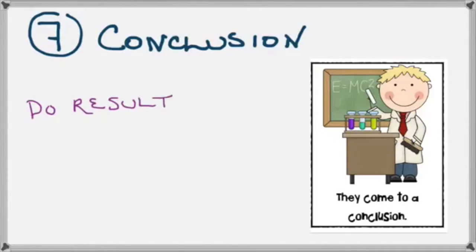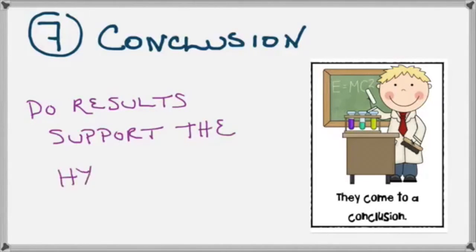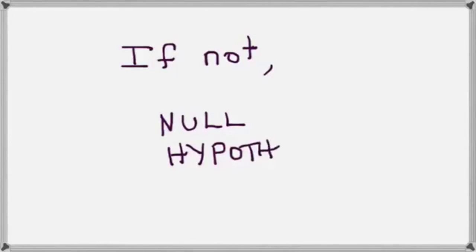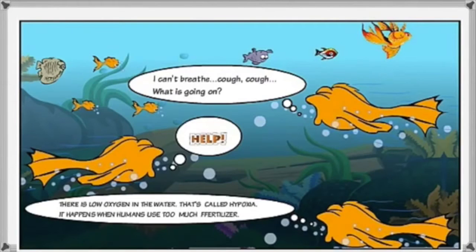Thus, the conclusion asks the question, do results support the original hypothesis given? If the hypothesis was rejected, by default, the null hypothesis is then supported, which basically means there was no change attributed to the manipulations of the independent variables by the investigators. In this graphic interpretation, the investigators' conclusion indicated decreased oxygen levels dissolved in water, resulting in hypoxia, which was due to agricultural runoff into the waterways.